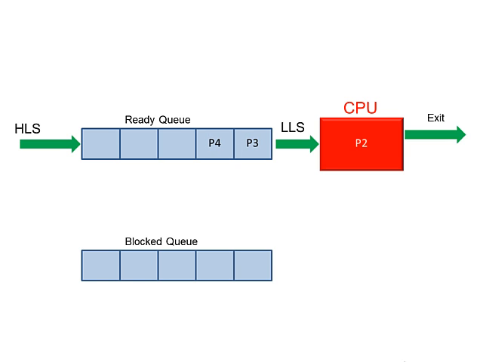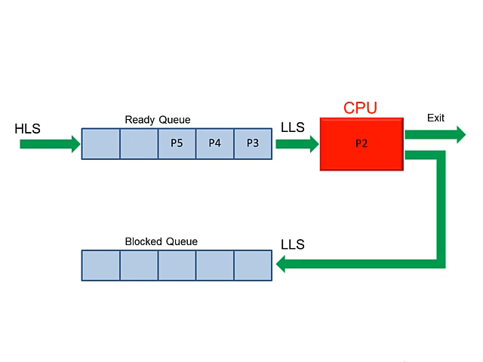If a process cannot continue because it is waiting for the services of an input-output device, it is moved by the low-level scheduler into the blocked queue.